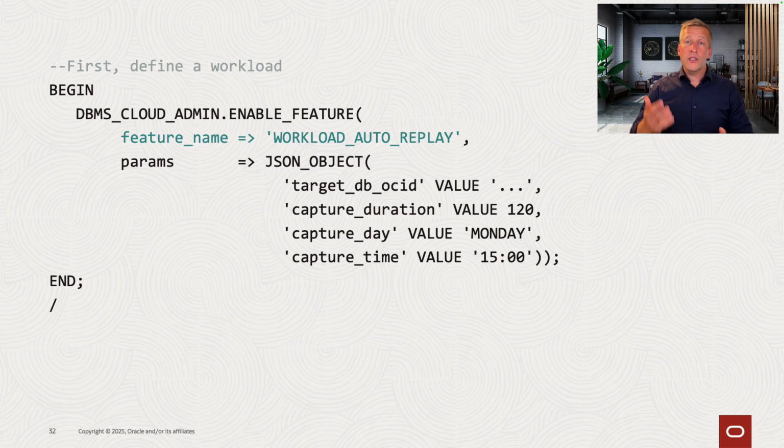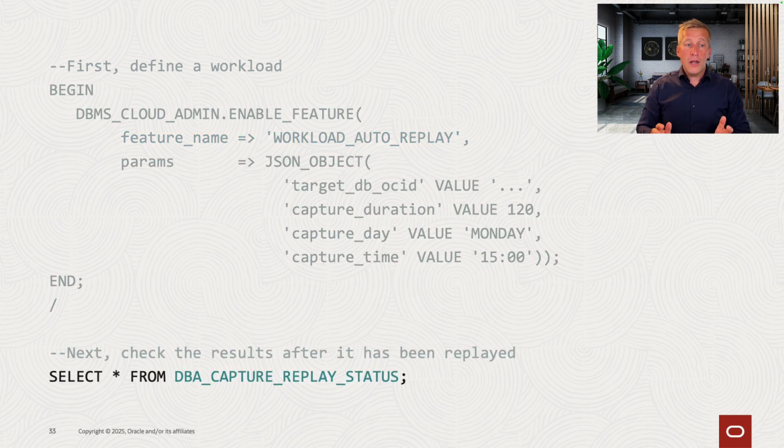Using this feature is super simple. It's a feature that you can enable with the DBMS_CLOUD_ADMIN package. You specify the time where you want to capture the workload and for how long, and we will then automatically replay that on the test database that you had, the refreshable clone. Then you can use the DBA_CAPTURE_REPLAY_STATUS view. You can monitor that and detect any issues.